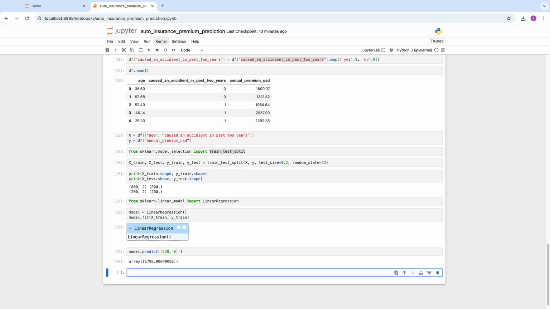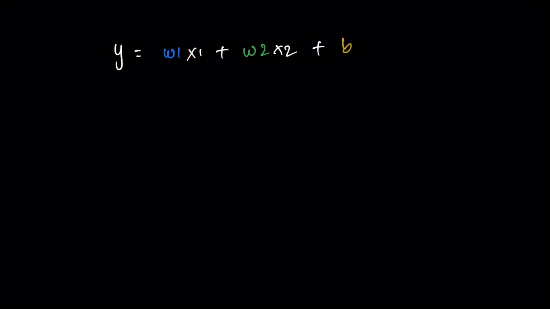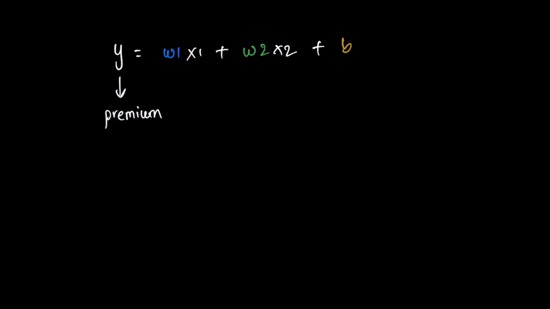So what's happened when we call model.predict? Behind the scenes, our linear regression model is using a very simple equation, y equals w1x1 plus w2x2 plus b. Here, y is the predicted premium, x1 is the person's age, and x2 is the accident history.